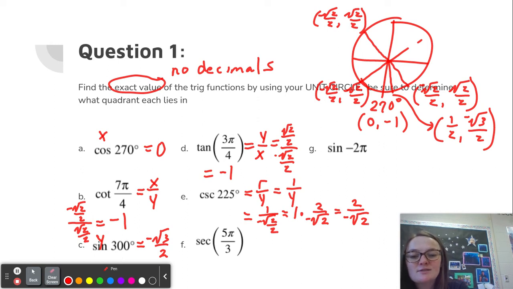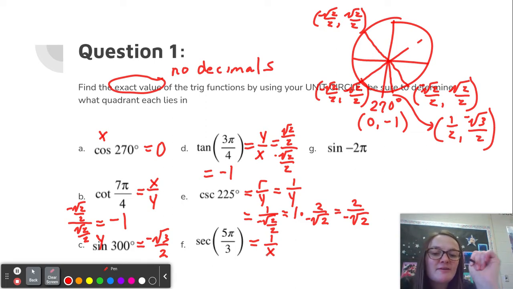Secant is the same thing as cosecant, except it's 1 over x. So 1 over x here at 5 pi over 3. Sorry about the pause. 5 pi over 3 is actually the same thing as 300 degrees. It's actually located, let me change my color so we can see, we're using it again.